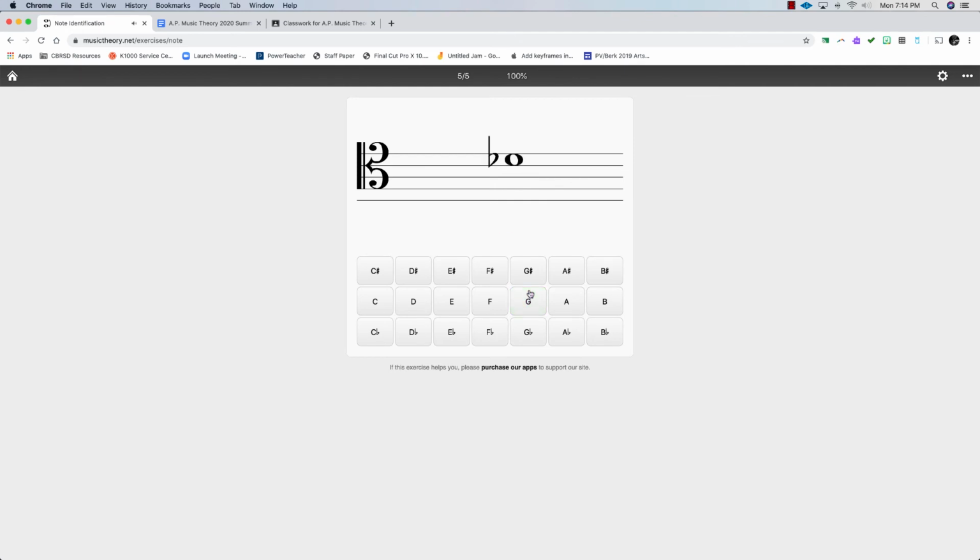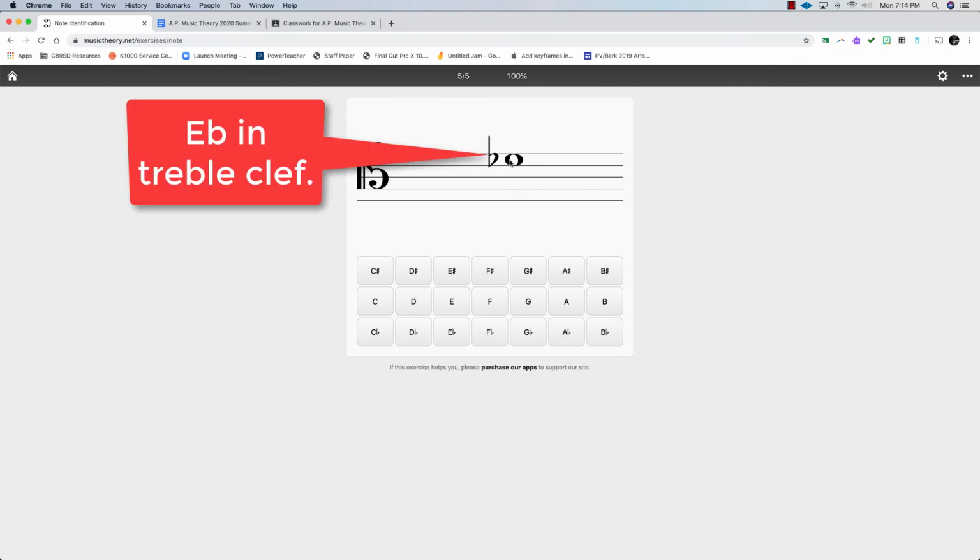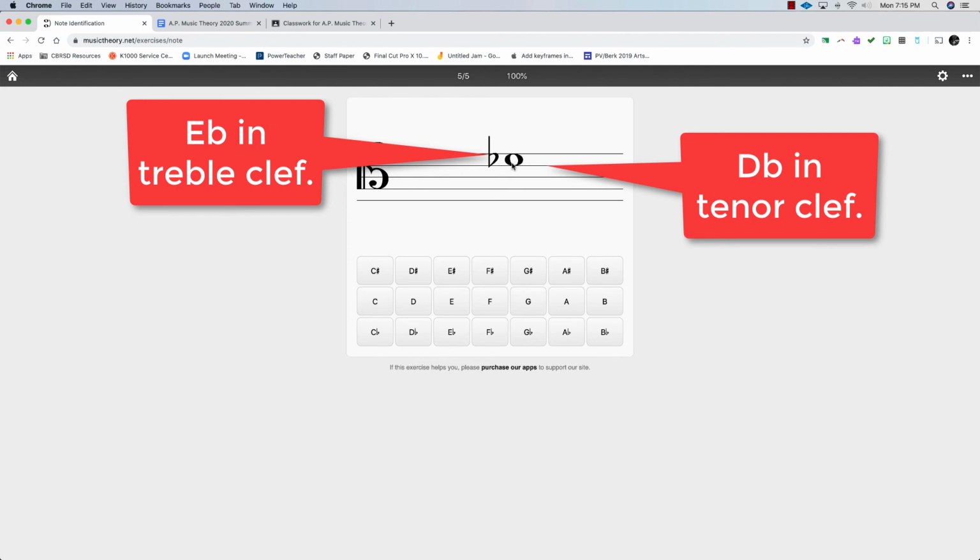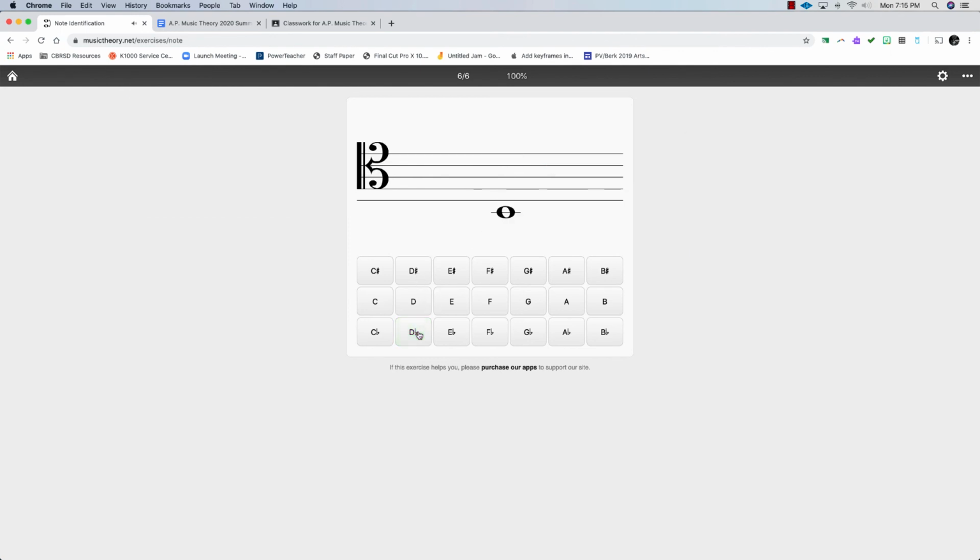Hopefully this will take you through the range of what you need to know, and you will eventually start thinking in tenor clef if you do it enough. But do use this little trick of naming it in treble clef and then moving it down. That's E flat in treble, so it'll be D flat in tenor. Good luck.